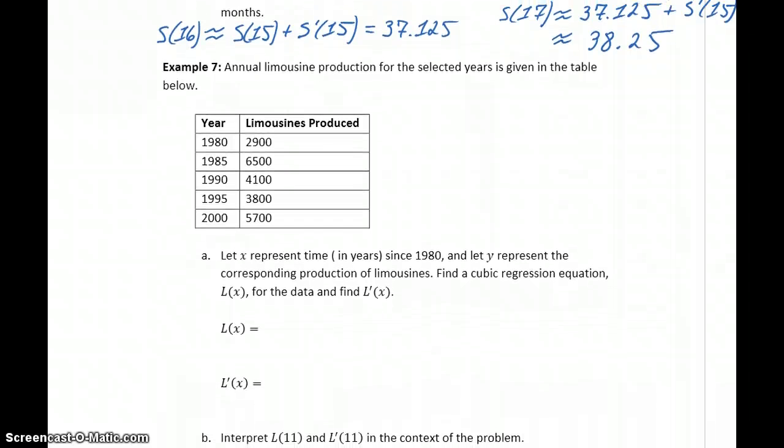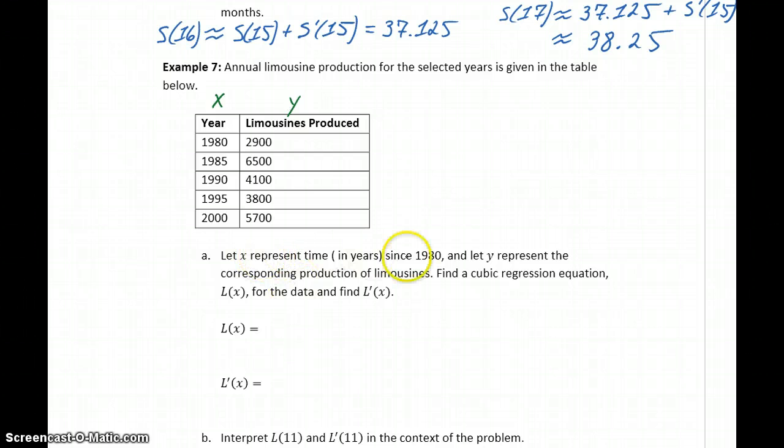So in example 7, we're back to a regression problem. So we will go through all the steps with Wolfram Alpha for this to demonstrate this problem. What we have is annual income from limousine production for these selected years. In part A, we want to let x represent the time in years since 1980. So that means our years column is our x variable, and y represents the corresponding production.